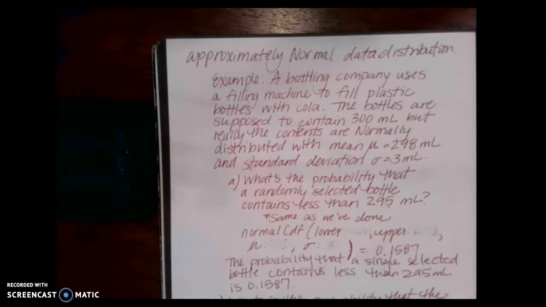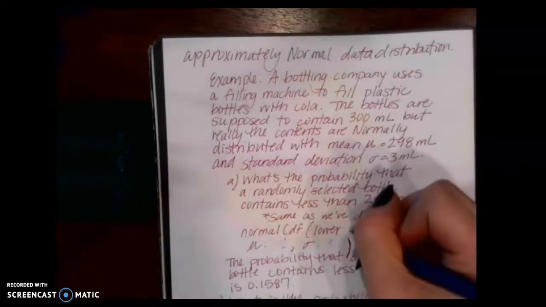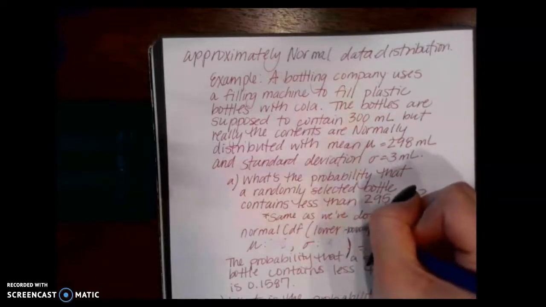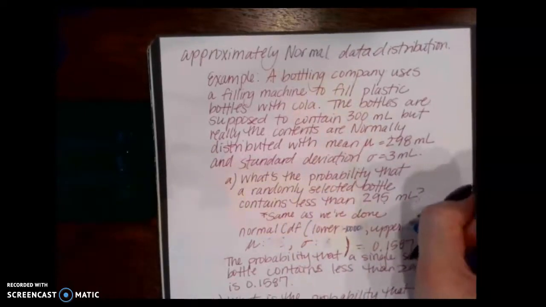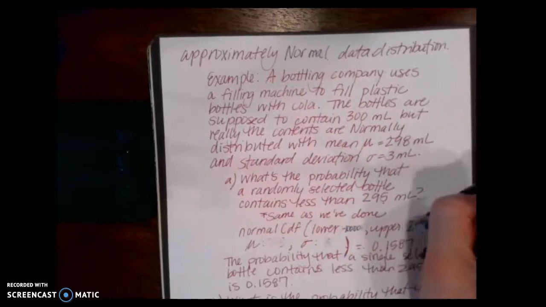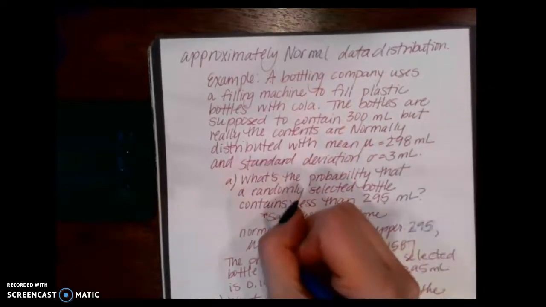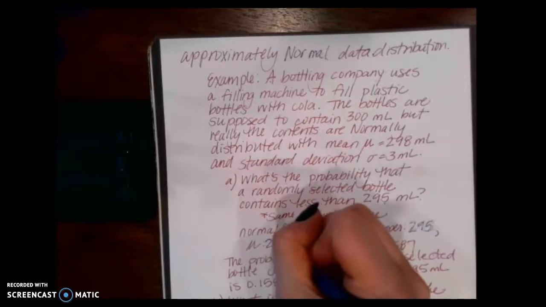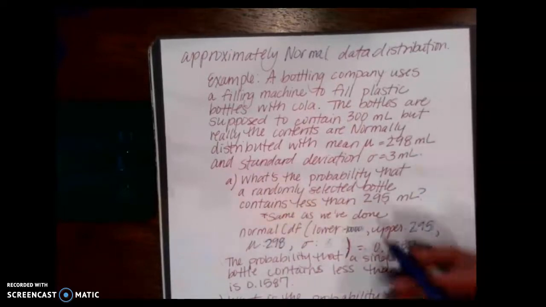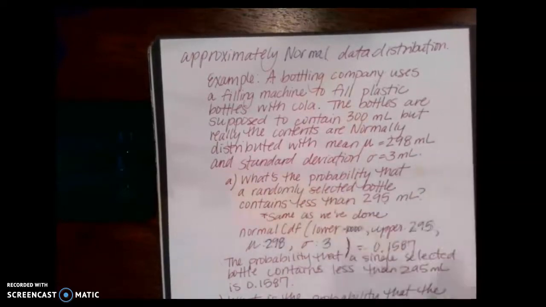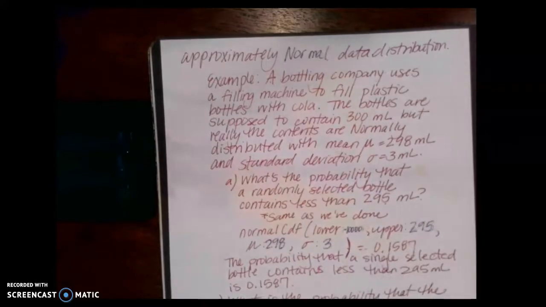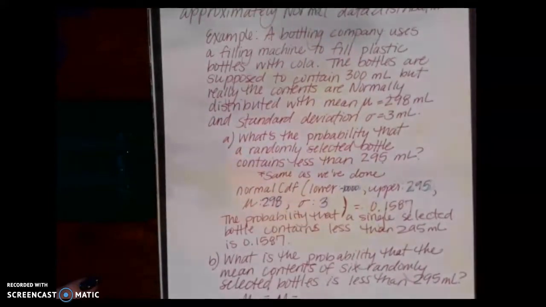When we are dealing with a single thing, it's just going to be the same as we've always done. You've got your normal CDF, we put our lower in, we're going to just make up a big number, negative 10,000. Our upper is 295, our mu is 298, and our standard deviation is 3. So we have 0.1587. The probability that a single selected bottle contains less than 295 milliliters is 0.1587.